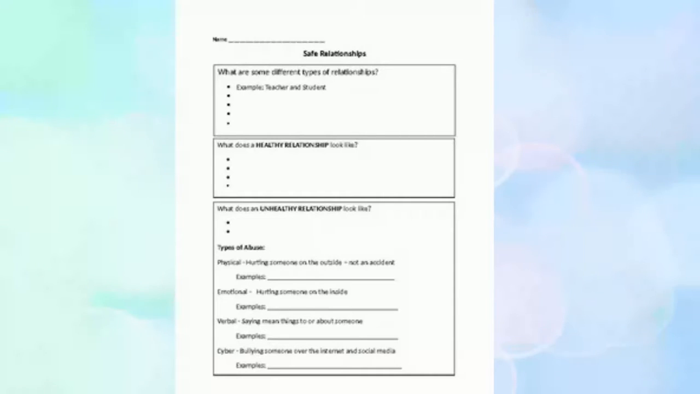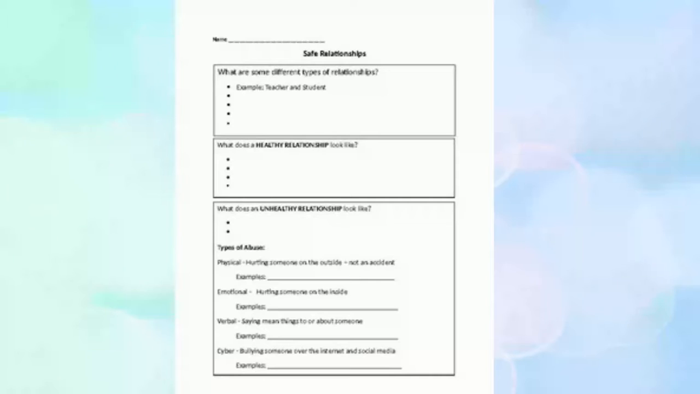This relationship activity basically goes over healthy versus unhealthy relationships, just like the video. So you can refer back to the video to get more information about that. Some questions on the worksheet are, what are some different types of relationships? And they give you an example of a teacher and a student. Now, I see that they have 4 more bullet points, so let me think of 4 more relationships.